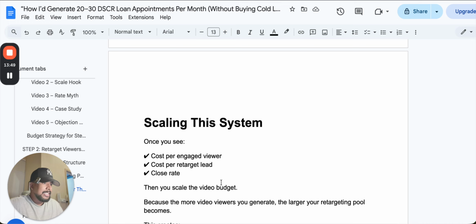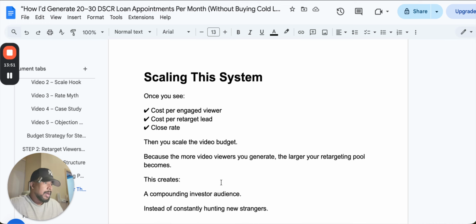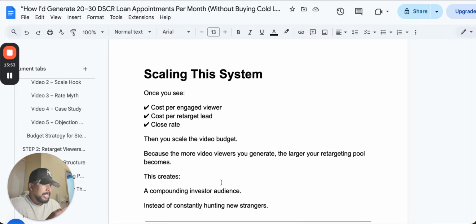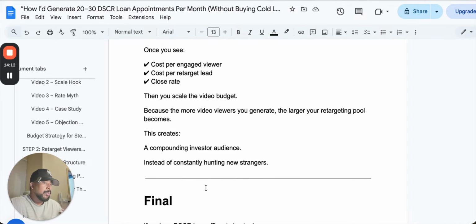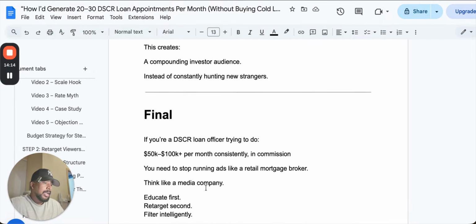And of course, the scaling system is quite easy. Once you know the numbers, make sure your KPIs are dialed in, which are the cost per engaged viewer, cost per lead, close rate, appointment rate, and show-up ratio. Once you have your math and KPIs down, you scale with budget. This creates a compounding audience of investors who are actually interested. So instead of constantly hunting new strangers, you basically close deals and get the right leads.